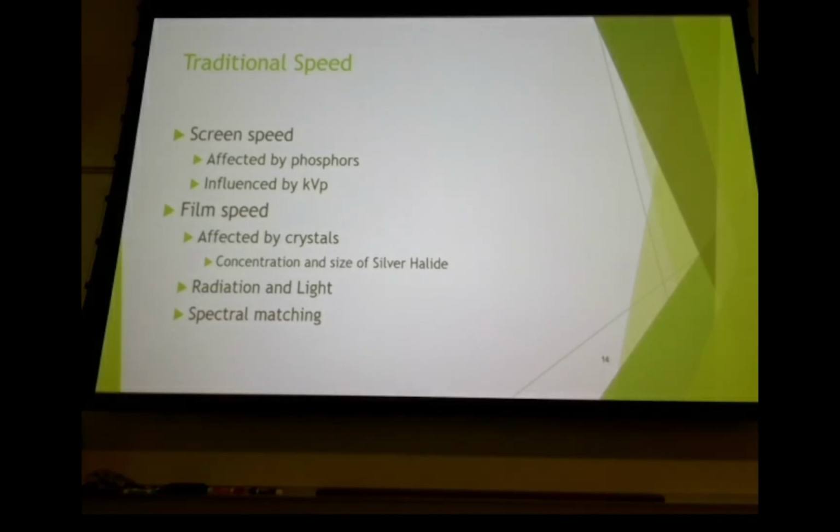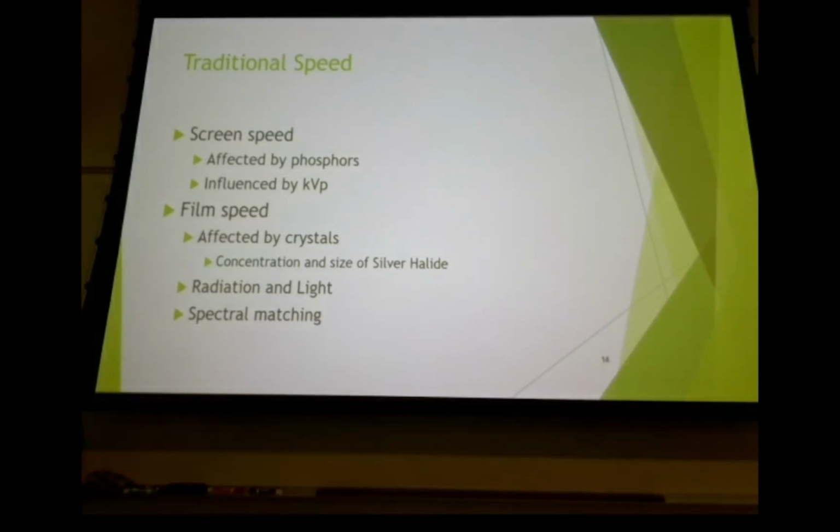So it's affected by phosphors, but it's also influenced by kVp. If you increase kVp or you increase mass, what you get then is an increase in the glow on the screens. So the more those screens glow, the more density you put on the image. Okay, so that's screen speed. Film speed is the same thing. The film speed primarily was affected not just by the chemistry in the screens, but the thickness of the chemistry. How much chemistry did you put on the film?